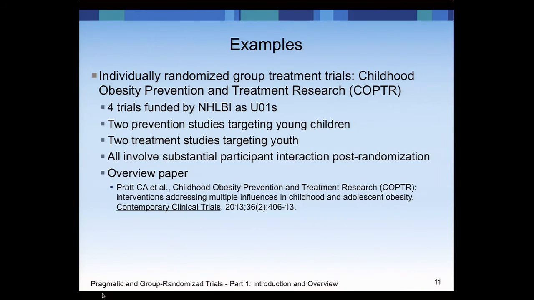2 of the studies are focused on prevention of obesity in very young children, 2, 3, and 4-year-olds specifically. 2 of the studies are aimed at treating obesity where it already exists, and these are aimed at youth and adolescents. All of these studies begin with individual randomization of participants, often stratified, but individual randomization of participants. And then the participants in all 4 studies receive a substantial part of their intervention in small groups or through group activities. So all involve substantial participant interaction after randomization, and that's what makes them individually randomized group treatment trials.